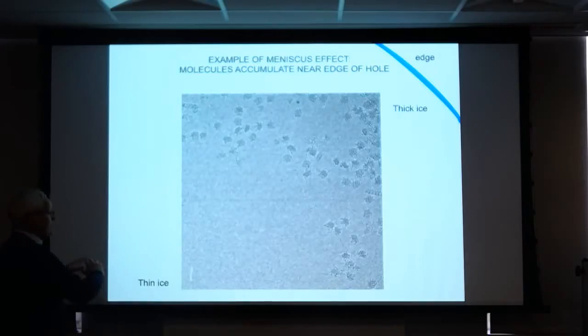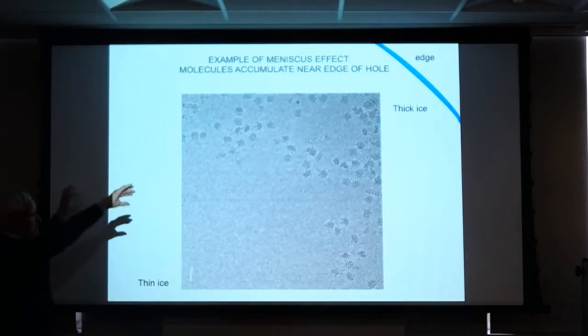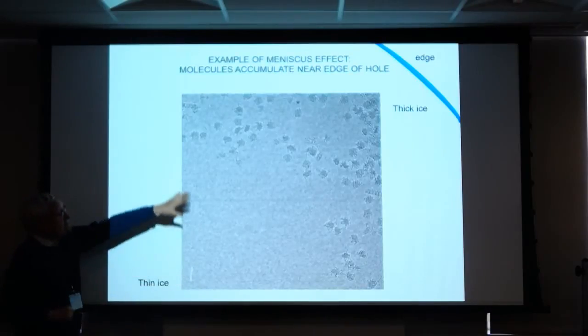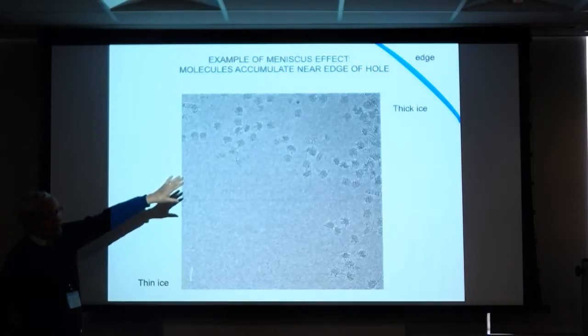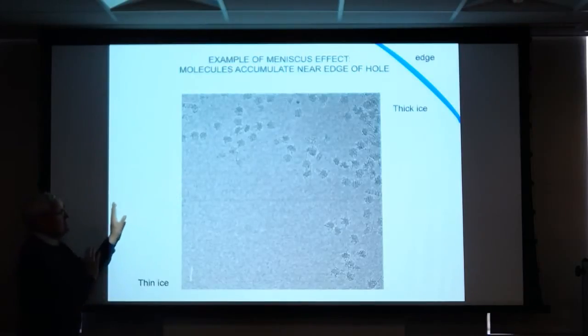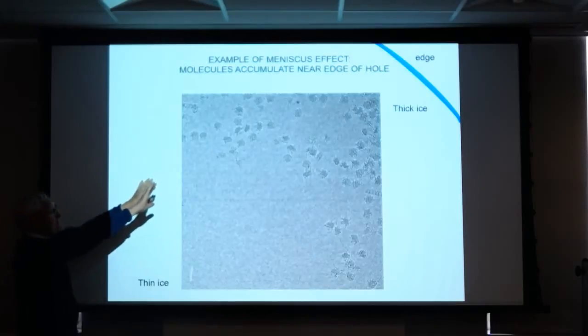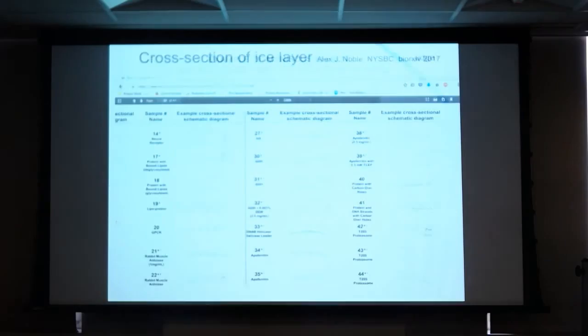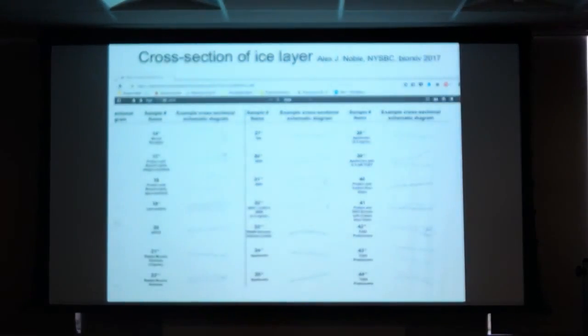So you can have all kinds of effects since you have this sort of meniscus there in the hole. In the middle of the hole you have thin ice, toward the edge you have thick ice, and then molecules might tend to aggregate at the edges. It's one of the many effects that you have to look out for. And then there was always this naive common assumption that the molecules are sitting somewhere at random inside of the ice.